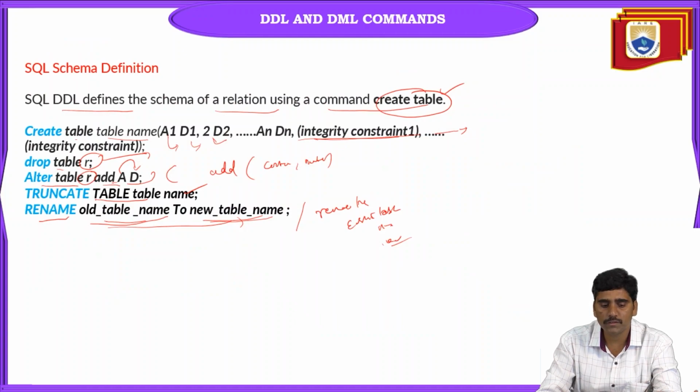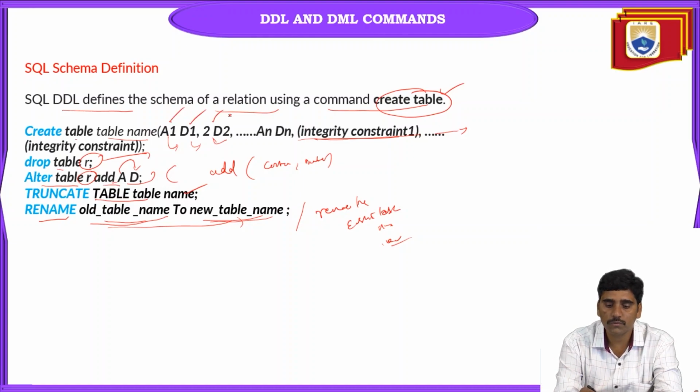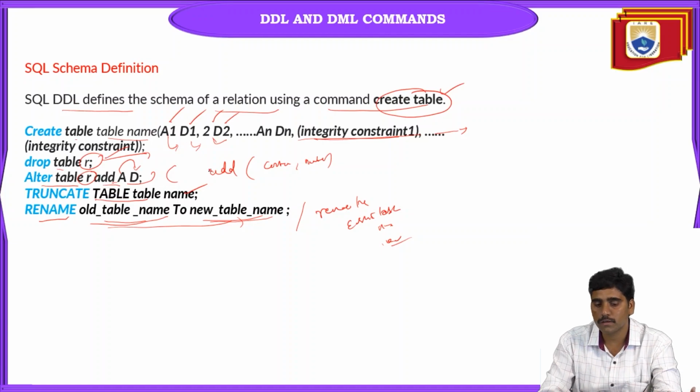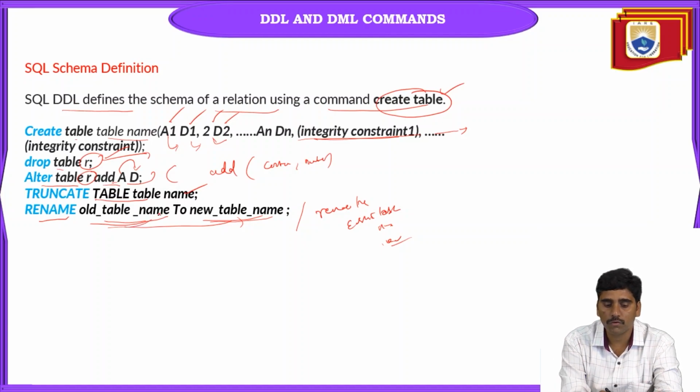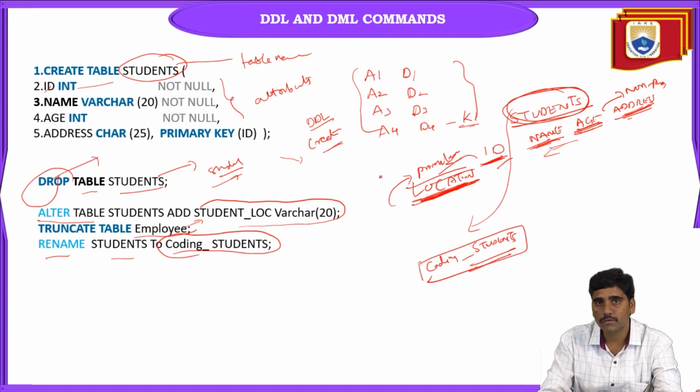This is the schema definition: attribute 1, data type 1, attribute 2, data type 2. Then drop table relation, alter table relation with add, truncate, and renaming the table, old table name to new table name. This is the syntax for creating, dropping, altering, truncating and renaming the table.